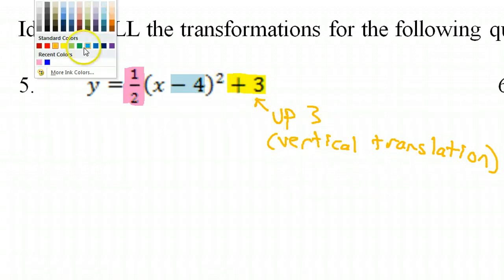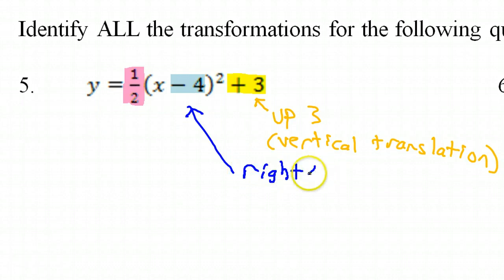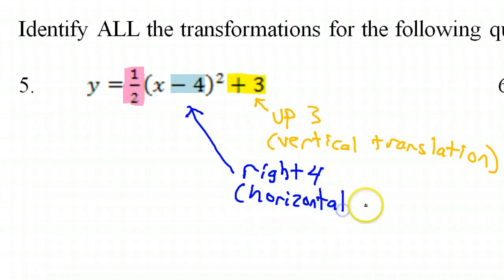Now, this blue one, remember, inside the parentheses here, this will be the opposite of what you would normally think. Inside the parentheses will be either a left or a right translation, but -4 will actually be to the right 4. Right 4. And of course, that is a horizontal translation.